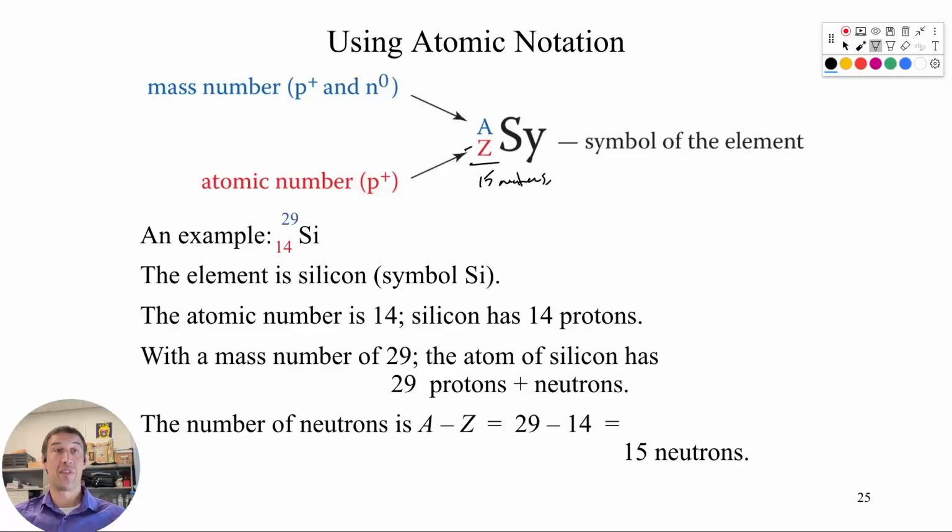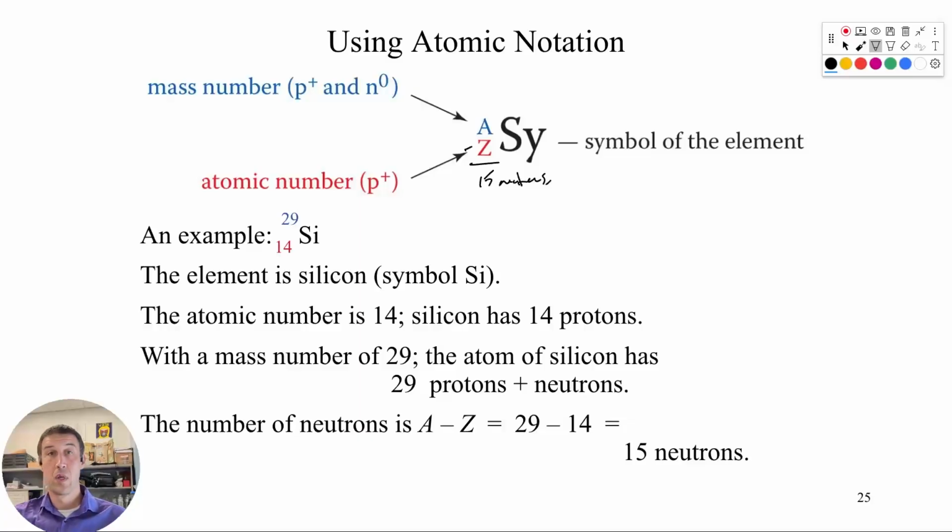And when I mean flip it, if you have an element with, let me cheat real quickly here, an element with 13 protons and let's say 17 neutrons, what would its atomic notation be? So you should be able to go through and process some of that.